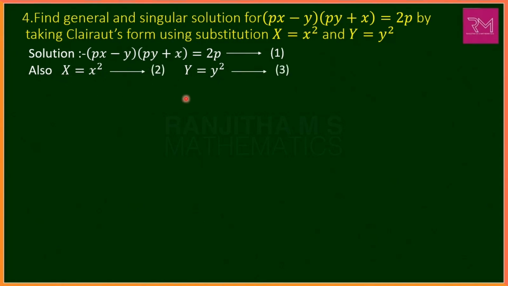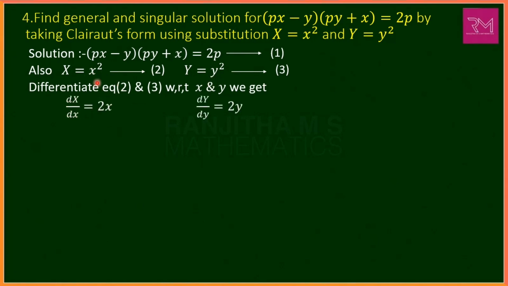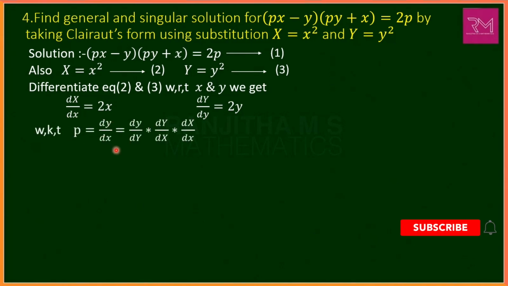Next step, we have to differentiate equation 2 and equation 3 with respect to x and with respect to y. We get dX/dx is the differentiation of x², which is 2x, and dY/dy is the differentiation of y², which is 2y. Next step, we know that p we can split it as dy/dx, which is equal to dy/dY into dY/dX into dX/dx. If we cancel the dY term and dX term, the remaining is dy/dx itself.